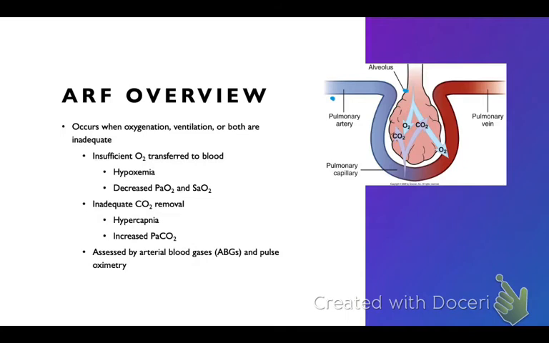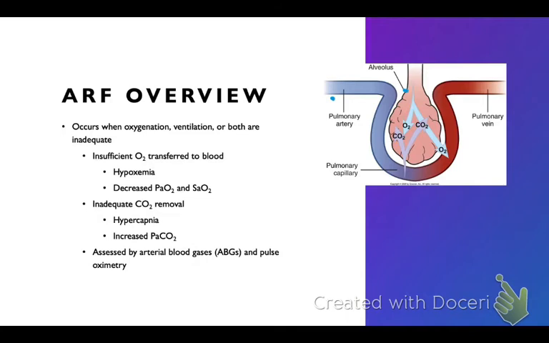Inadequate carbon dioxide removal. So you've got hypercapnia, or increased PaCO2. You've got your increased carbon dioxide. So those things, inadequate carbon dioxide removal, and also, how do you assess all this? You usually can look at your blood gases. Like I said, you'll now be paying attention to that PaO2 and all the numbers, and your pulse oximetry.